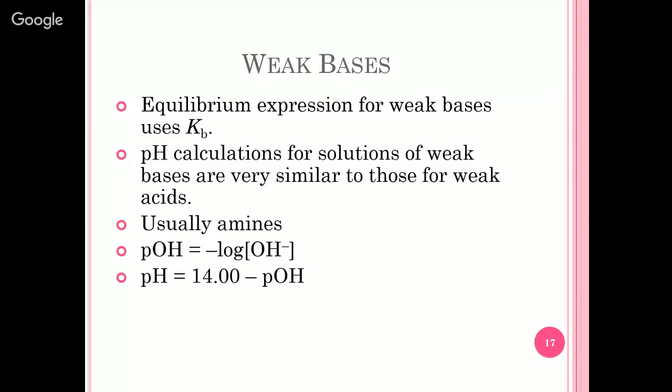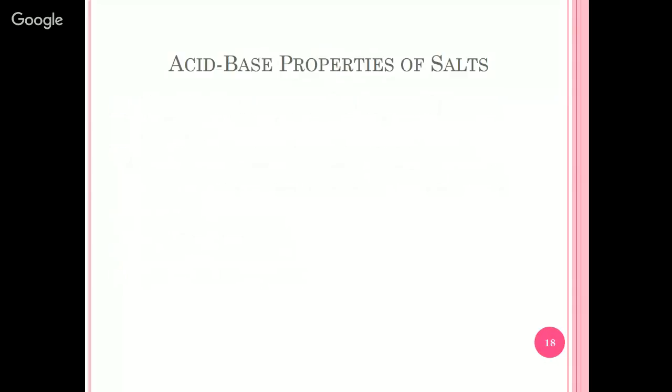And as I was just saying, we can calculate pOH and find the pH this way.